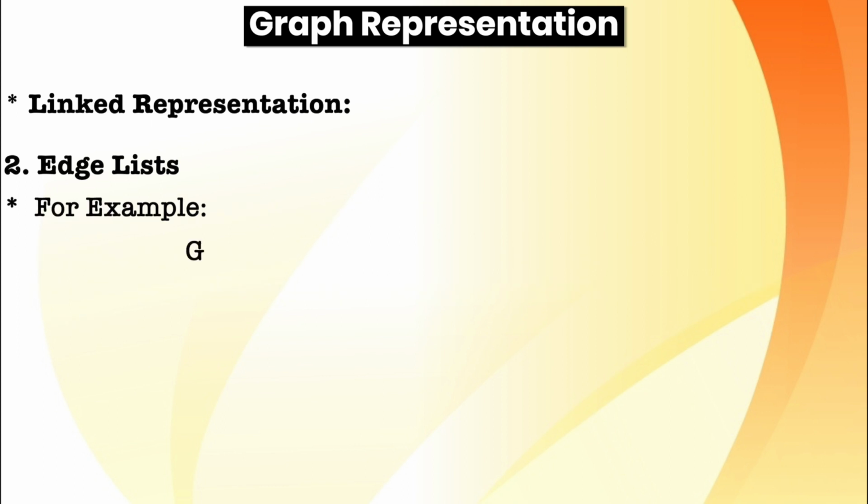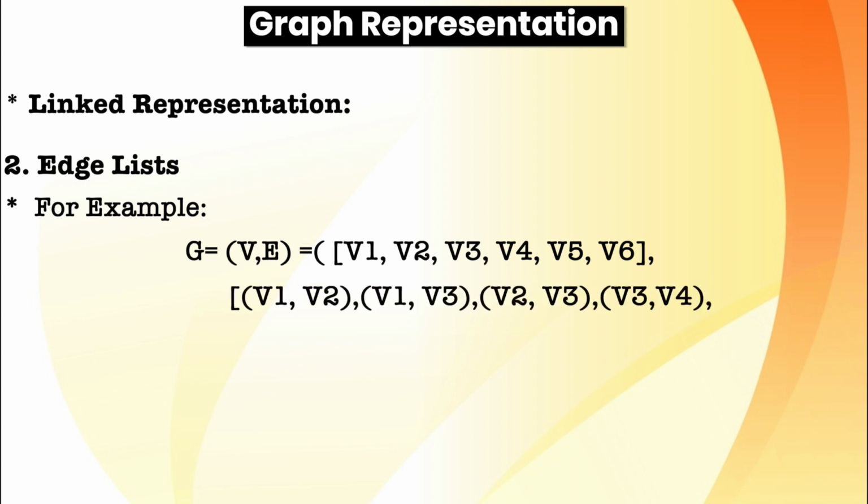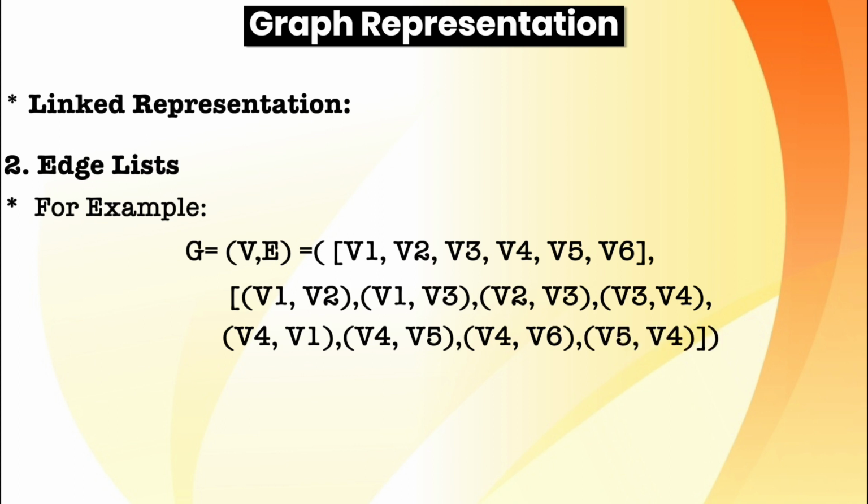For example, G equal to (V, E) has the set of nodes V1, V2, V3, V4, V5, V6, and the edge lists are (V1, V2), (V1, V3), (V2, V3), (V3, V4), (V4, V1), (V4, V5), (V4, V6) and (V5, V4).